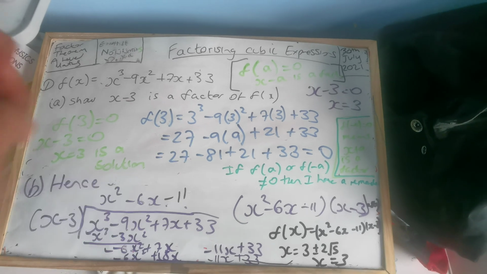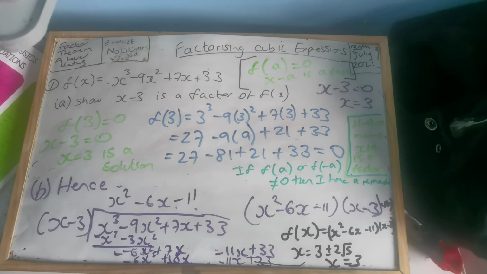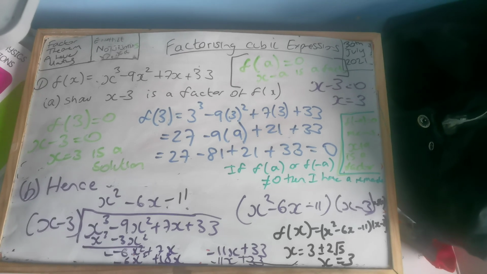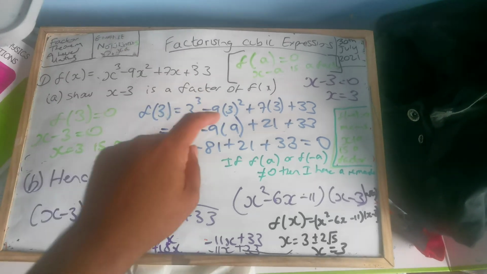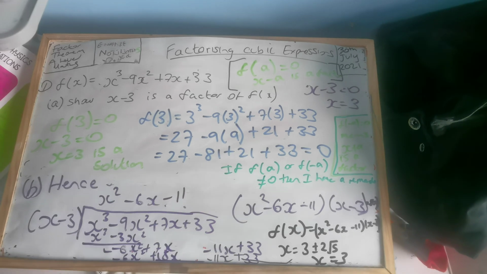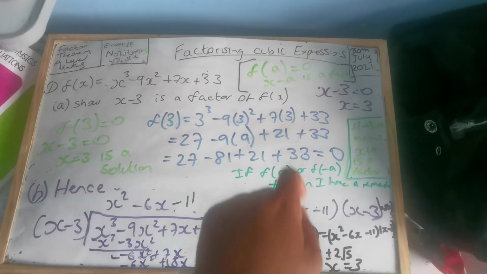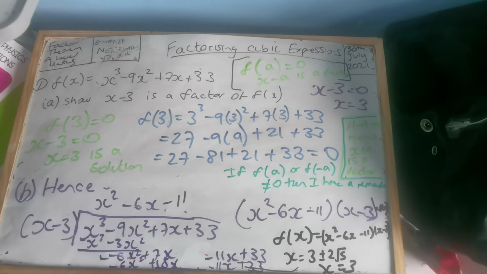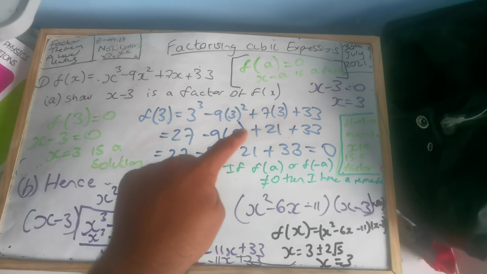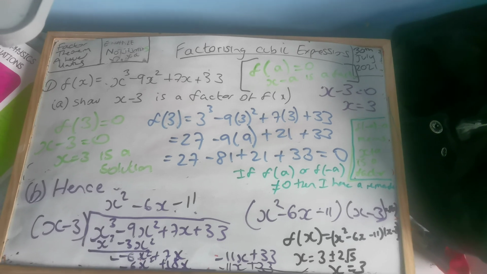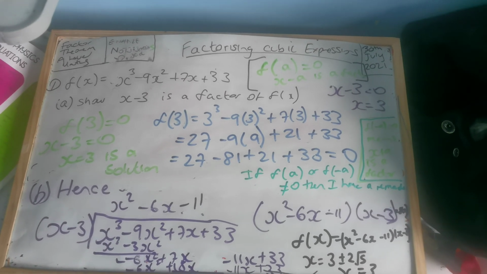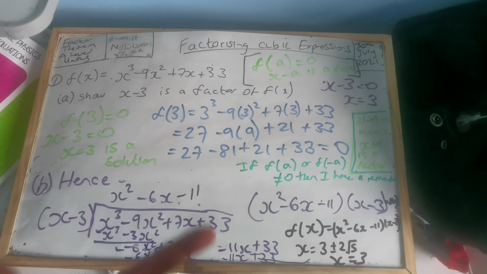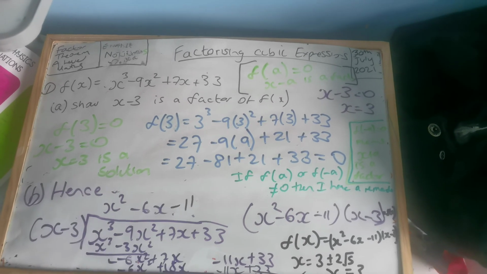Now, simplifying this, I'm going to get 27 minus 81 plus 21 plus 33. Minus 9 times 9 is minus 81. Then simplifying this down, 27 plus 33 is 60. 60 plus 21 is 81. Minus 81 is equal to 0. So therefore, x minus 3 is a factor because f of 3 equals 0.